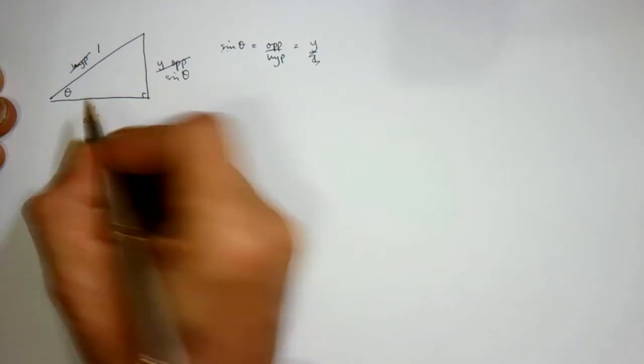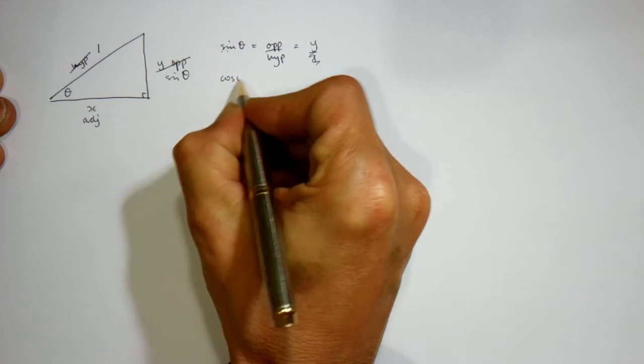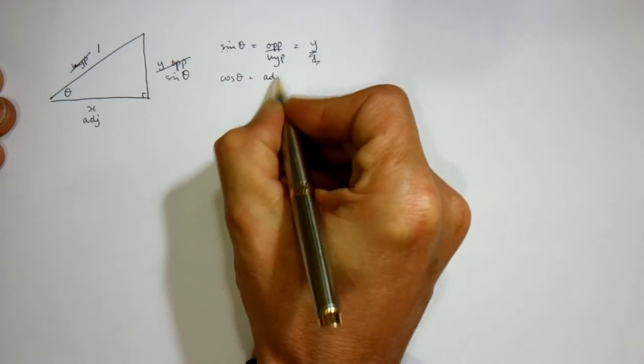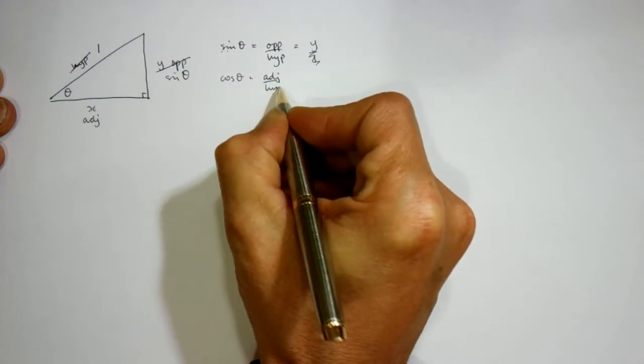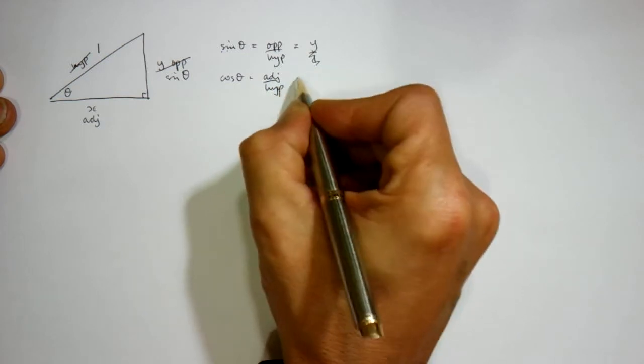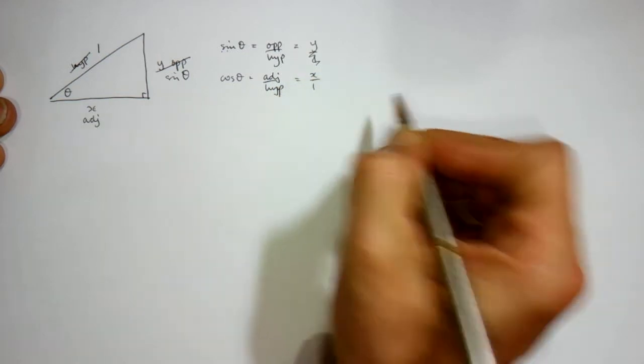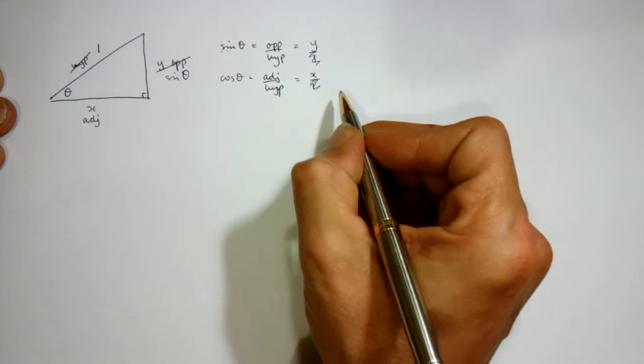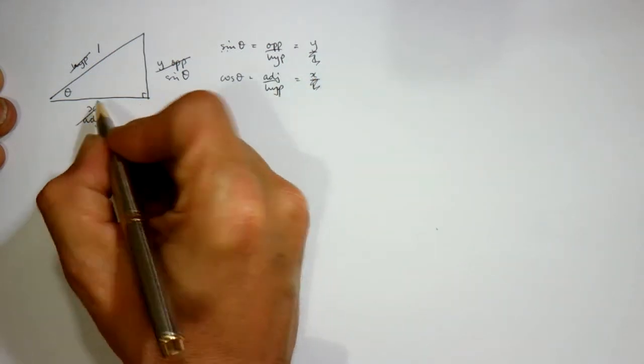And x, by the same token, we know that cos of theta is adjacent over hypotenuse, and in this case it's x over 1. Same thing, x divided by 1. So x is the cos of theta, and we can replace that by cos of theta.